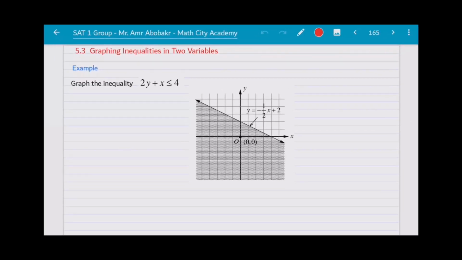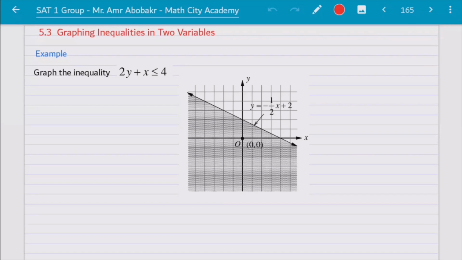First example, graph the inequality 2y plus x smaller than or equal to 4. We have two ways to graph this inequality. The first way, get the x-intercept and y-intercept. How can I get it? Put x equal 0 and y equal 0.